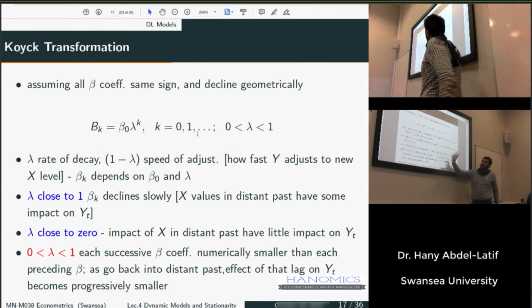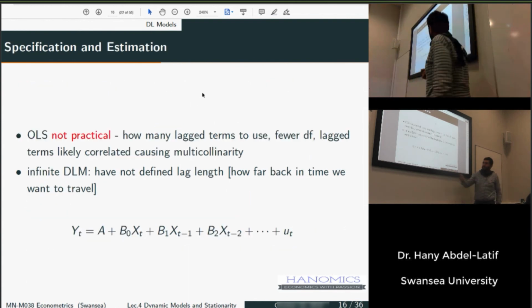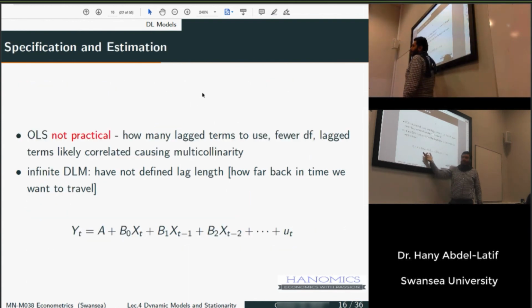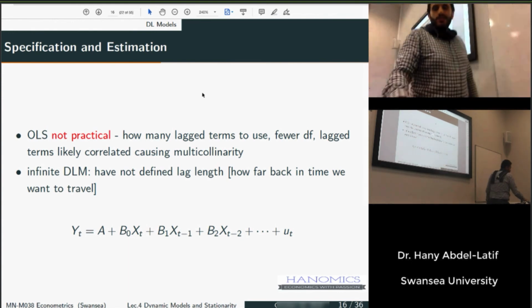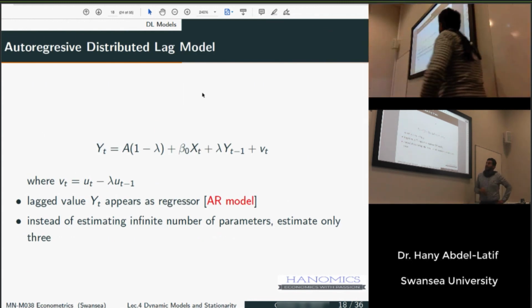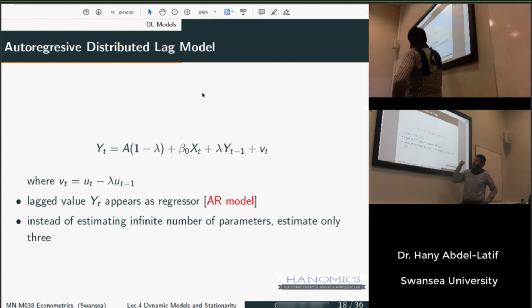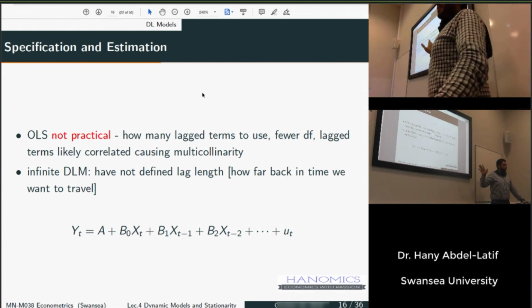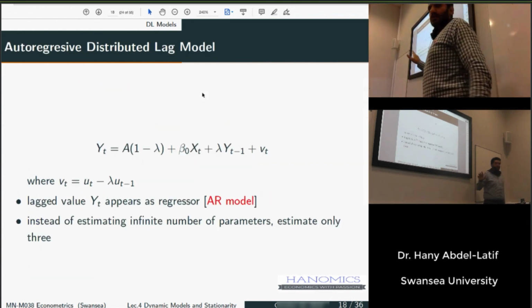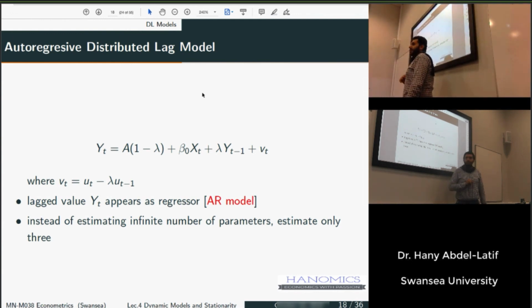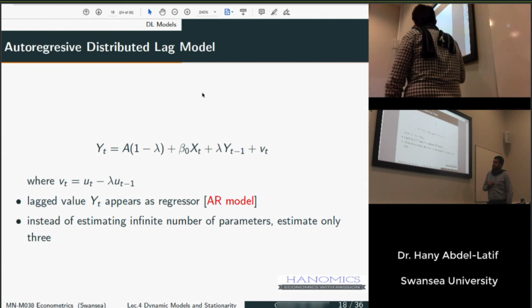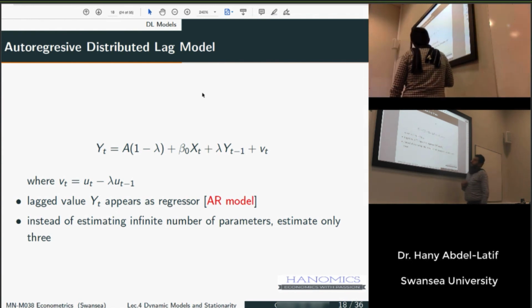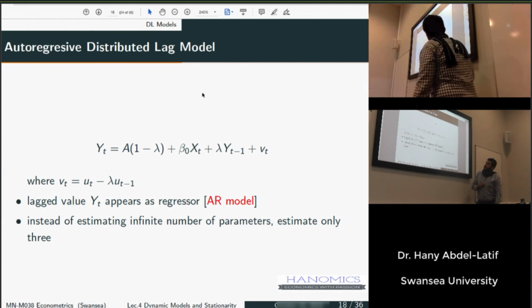And using this, we could actually transform this equation. Remember, that's the question I asked. If we have this sort of infinite number of parameters to estimate, can we change this? This is exactly what the Koyck transformation does. It changed that to this model. See the difference between this model with an infinite number of parameters to estimate and this model, which has only how many parameters to estimate here? 3.